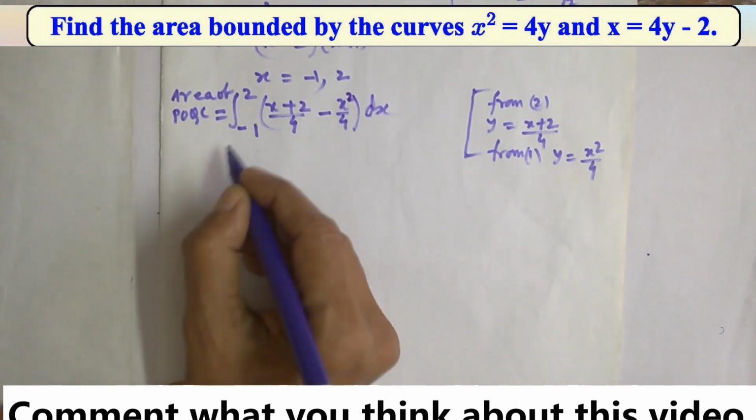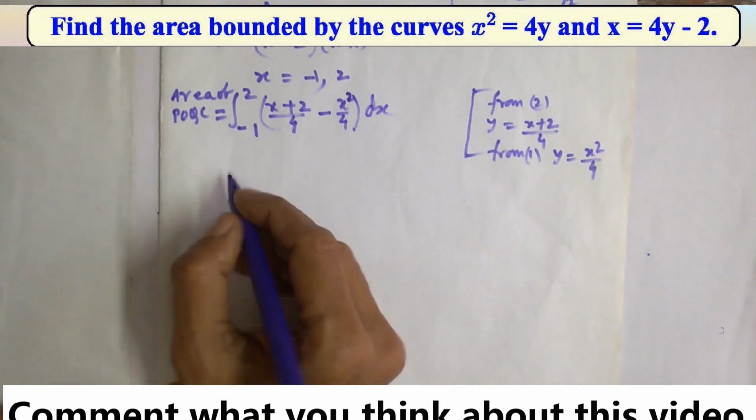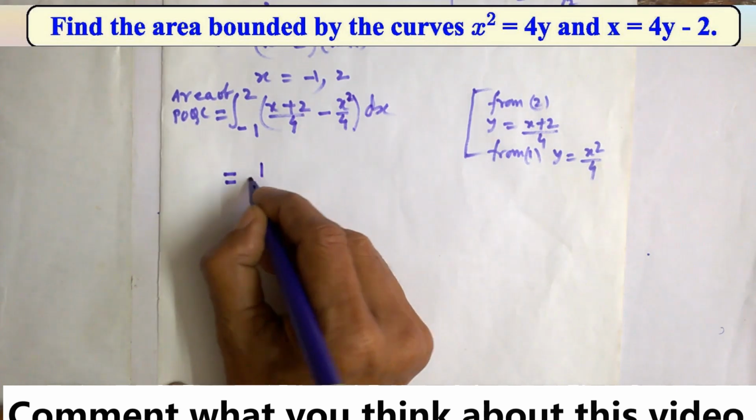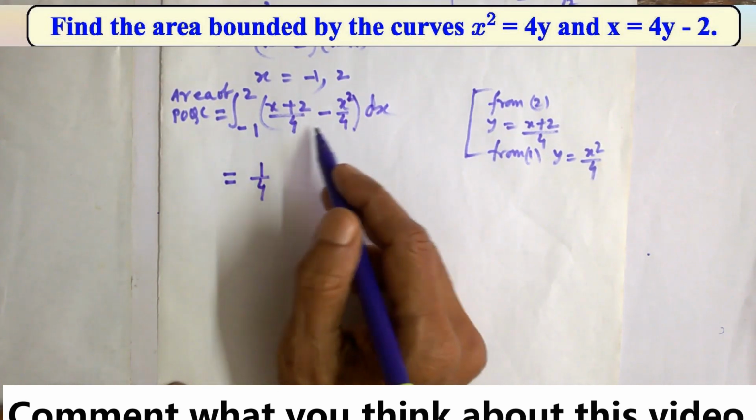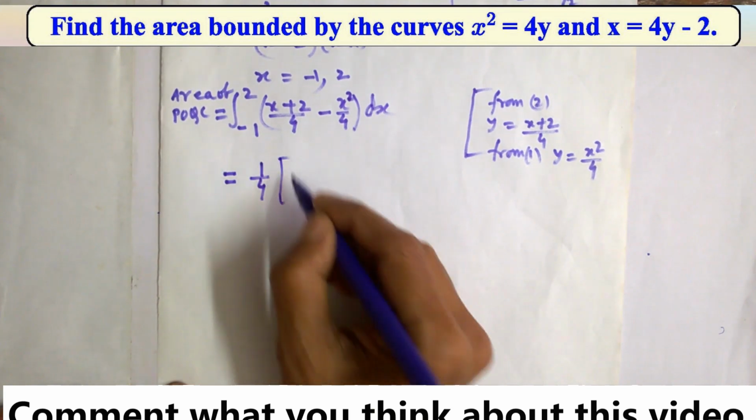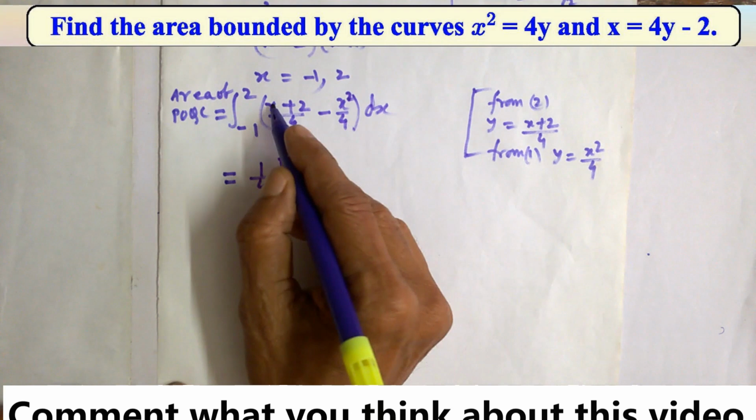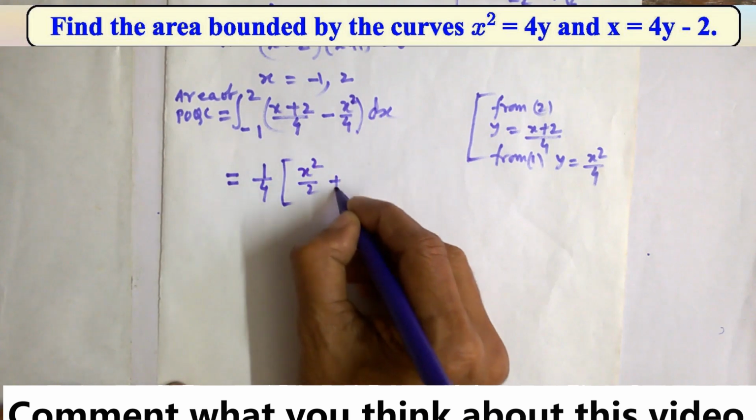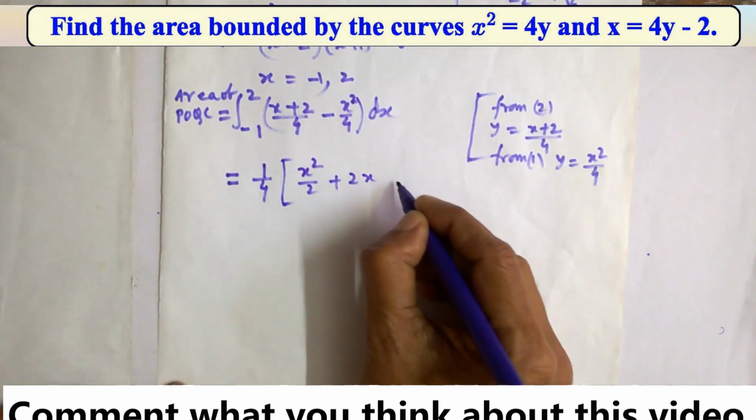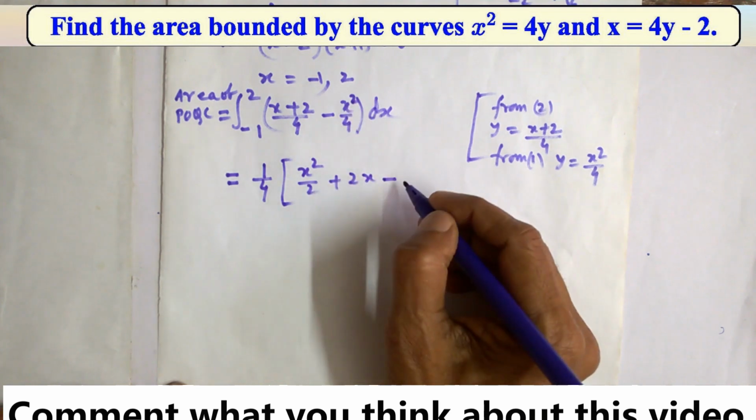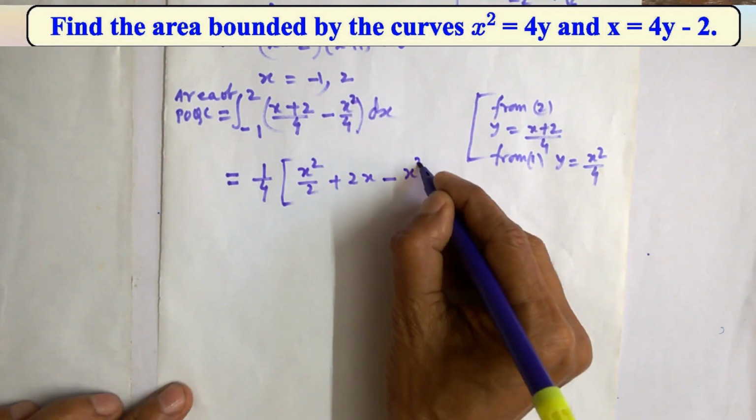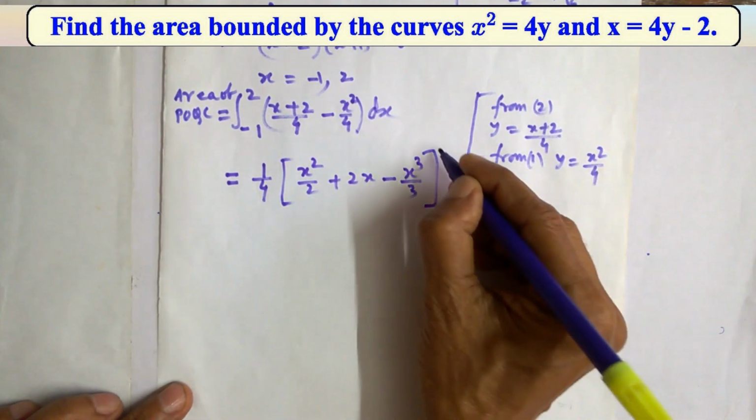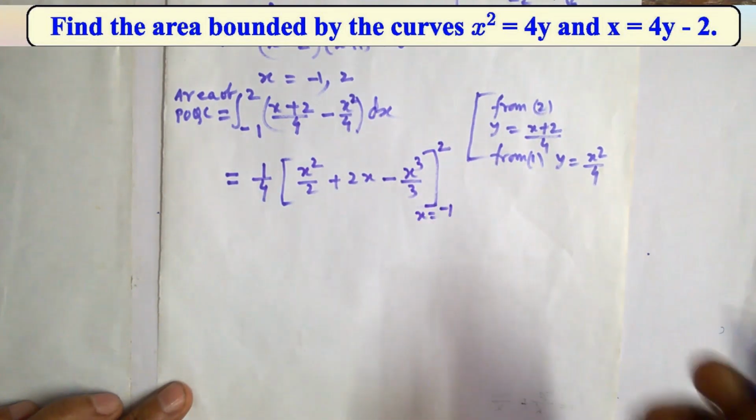So next, therefore that is equal to, taking out common 4 outside and integrating this: integrating x plus 2 gives x square by 2 plus 2x, minus x square integrates to x cube by 3, where x varies from minus 1 to 2.